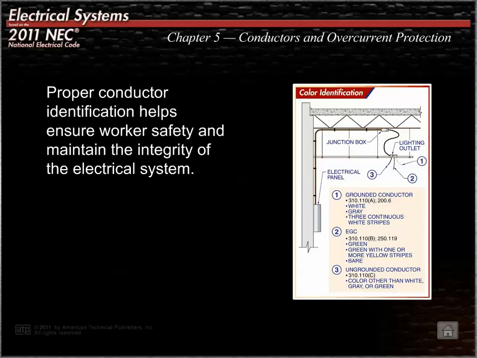Subpart A references Article 200.6, which contains the identification requirements for grounded conductors. Subpart B covers the identification requirements for the EGC that are located in Article 250.119. The identification requirements for the ungrounded conductors are listed in Article 310.110(C). Essentially, any color other than white, gray, green, or any combination of these colors with distinguishing markings is permissible for the identification of ungrounded conductors.